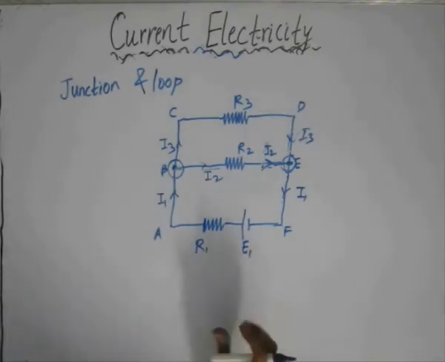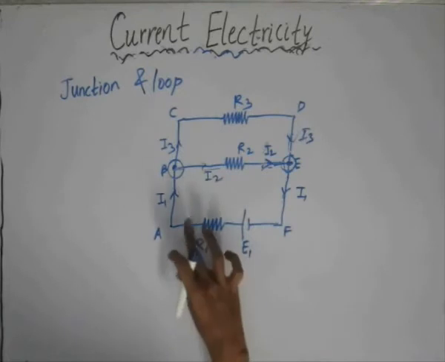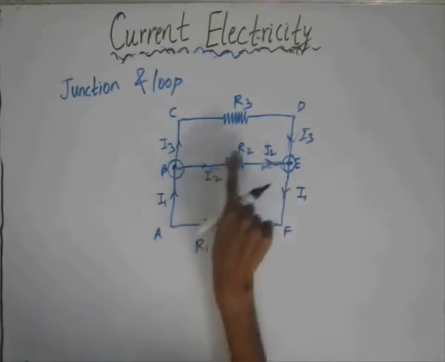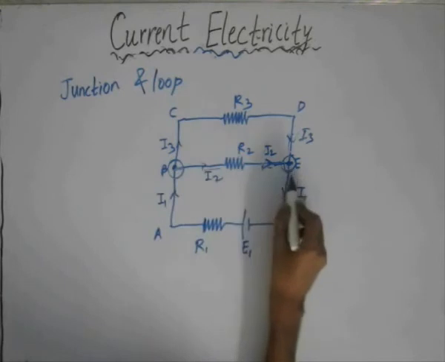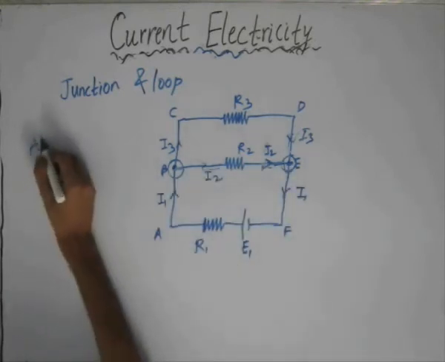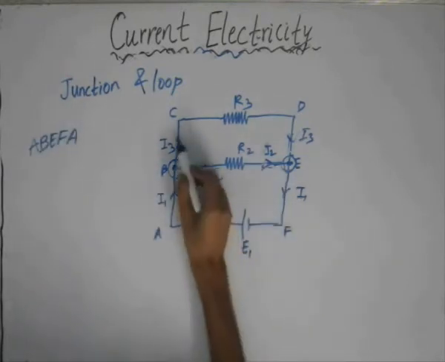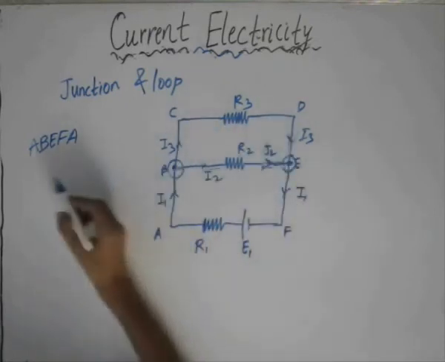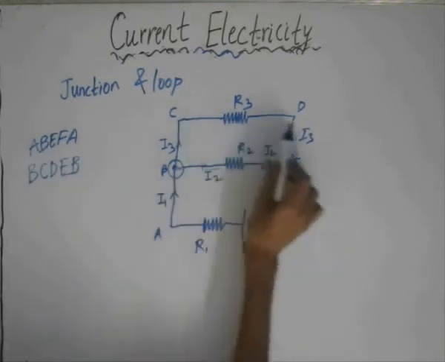Now how can we define a loop? A loop for an electrical network is a closed conducting path for an electrical circuit, that is, a path which is closed. In our example, we can see that there are 3 loops. If we look carefully, the loop A, B, E, F, A is a closed conducting path. So one of the loops is A, B, E, F, A. The other loop is B, C, D, E, B.